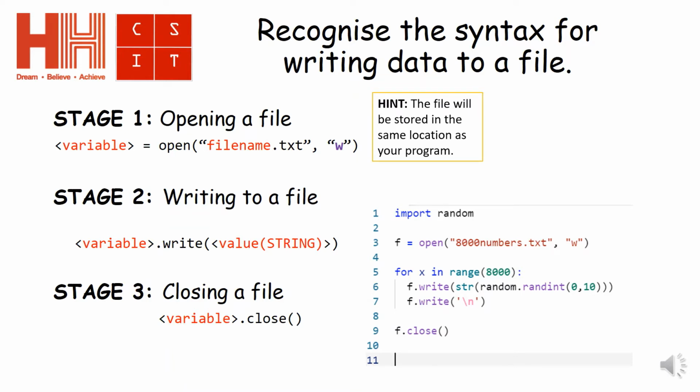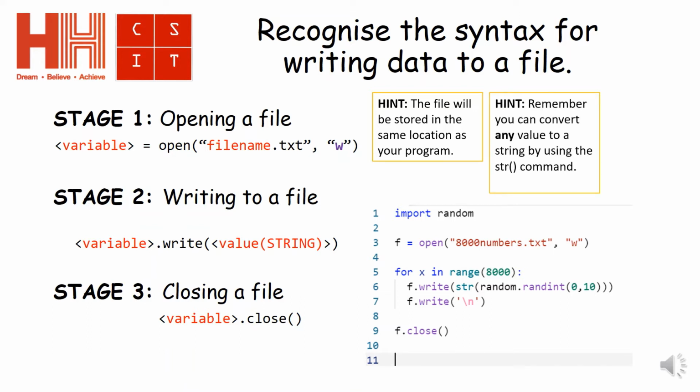So if you look at the code on the right, you can see that I've called my variable f. So I've said f equals open brackets, the name of the text file, in this particular case 8000numbers.txt. There's then a comma and a W. The W stands for write. At the bottom on line 9, you can see that I've taken my variable name and I've said variable name.close to shut the file down so that somebody else could access it.